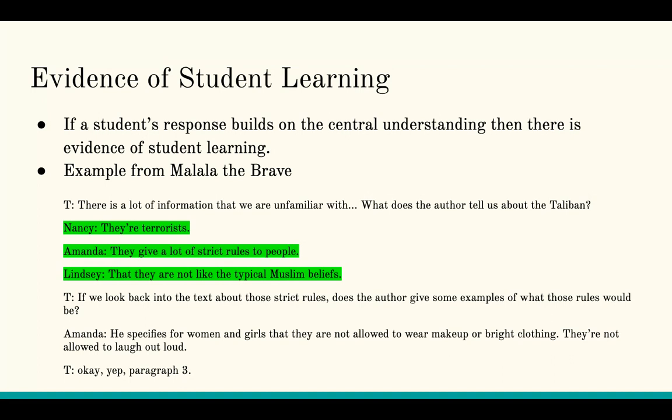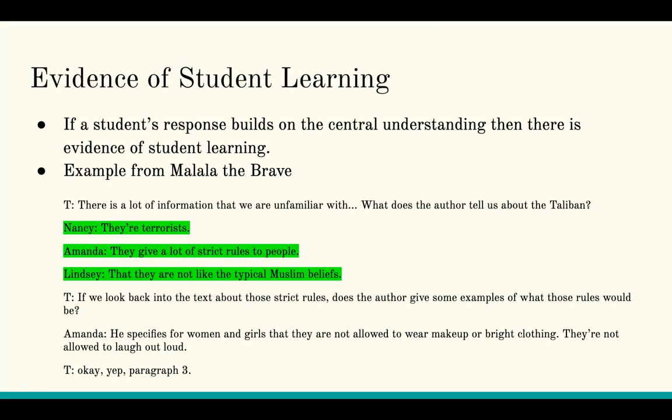We know that students are learning if their responses are building on the central understanding. So here in my example from my discussion on Malala the Brave, I highlighted 3 responses from Nancy, Amanda, and Lindsay that showed learning. The learning target for this section of the text was for students to understand that the Taliban are a group of people who follow the religion of Islam in a very extreme way. They have very strict rules, especially for women and girls. Violence is used to enforce their rules.